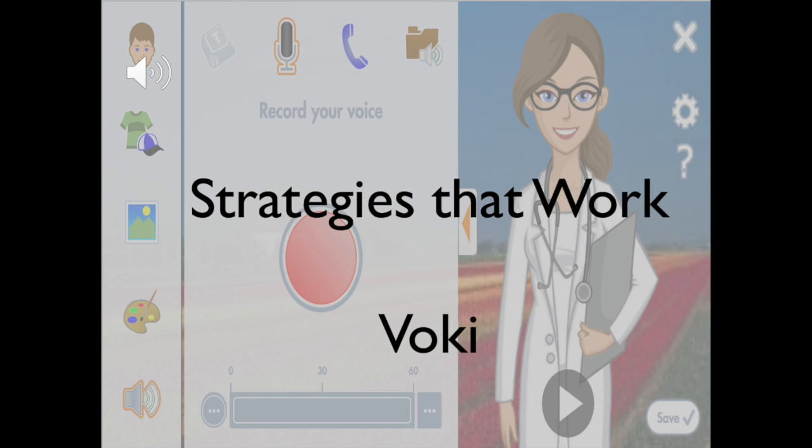Voki is an educational tool that allows users to create their own talking character known as an avatar. Voki characters can be customized to look like historical figures, cartoons, animals, and even yourself. Give your Voki a voice by recording with a microphone, using a dial-in number, or uploading an audio file. Voki characters can be emailed, shared on social media, and embedded on websites. There is also Telegami for the iPad that creates a similar avatar as Voki.